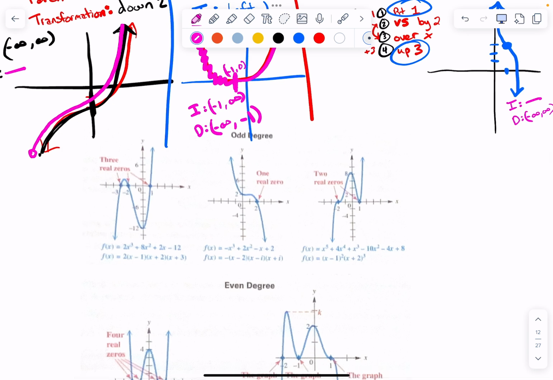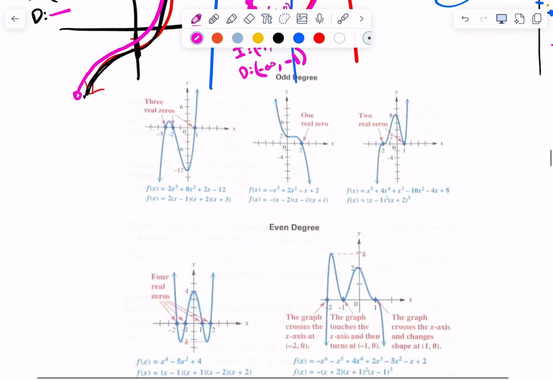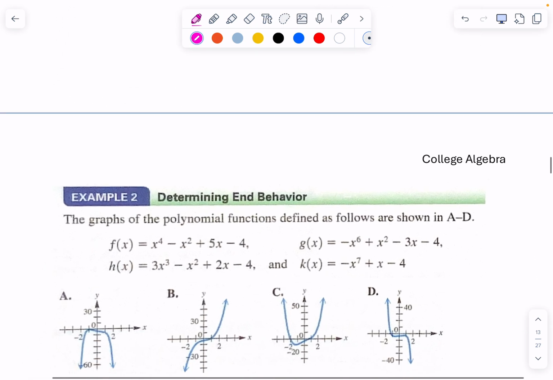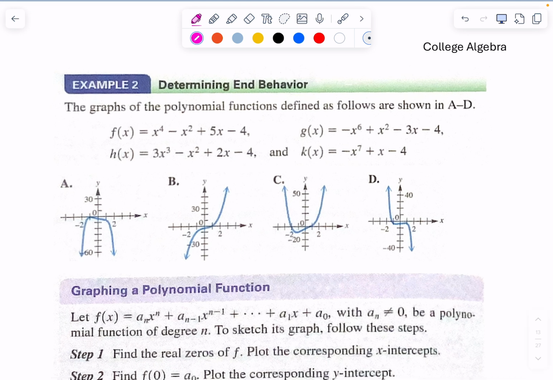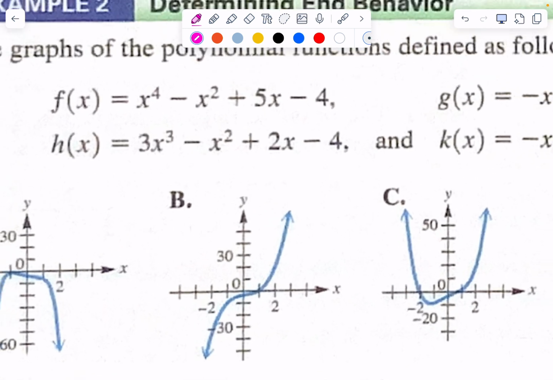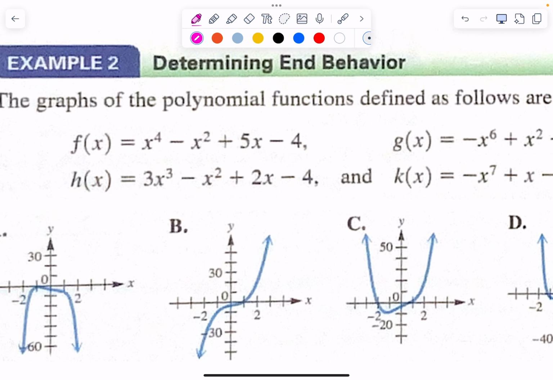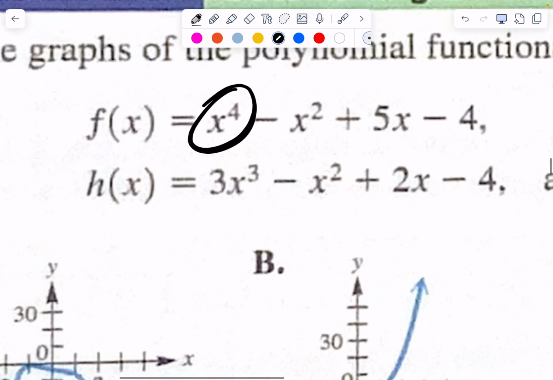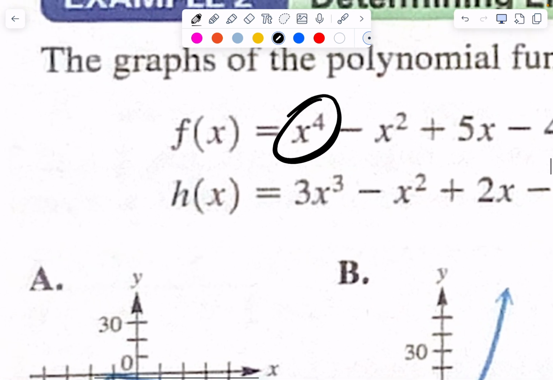Okay, we already talked about odd degree and even degree and all of the things and whatever else. Okay. Let's go to example 2. Oh, okay. All right, they just want us, on example 2, to match the graphs. So let's look at the parent function for graphs. F, x to the 4th power. What does x to the 4th power look like? Same direction on both ends. And is he going to go up or down? Up. So I have no idea exactly what he looks like, but I know he goes up and up, right?